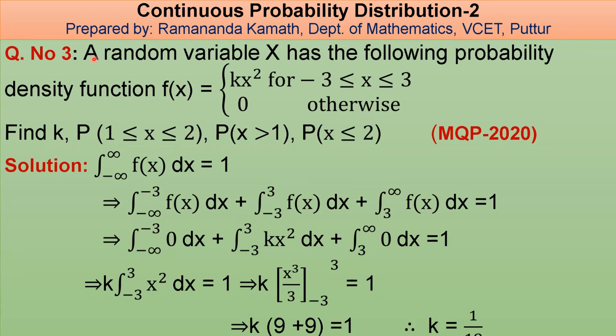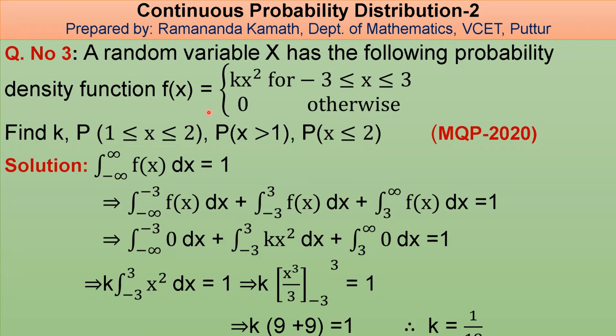So the question is, a random variable x has the following probability density function f of x, which is equal to kx square for x between -3 and +3, 0 elsewhere for other x values. Find k, probability that x will be greater than or equal to 1, less than or equal to 2, probability that x is greater than 1, and the probability that x is less than or equal to 2.